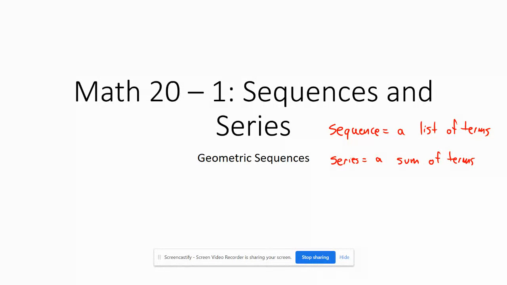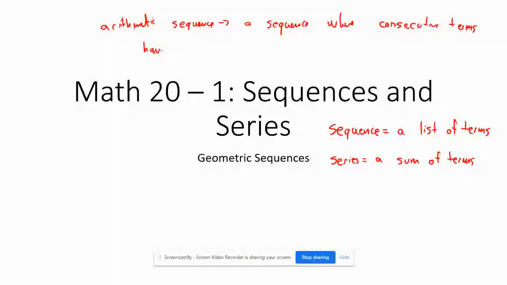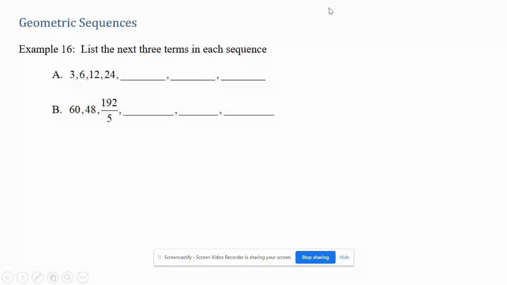Now, before geometric, I'm just going to put a little note over here. An arithmetic sequence is a sequence where consecutive terms have a common difference. That's what we mean by an arithmetic sequence. Now, geometric sequence, I'll show you what that is.